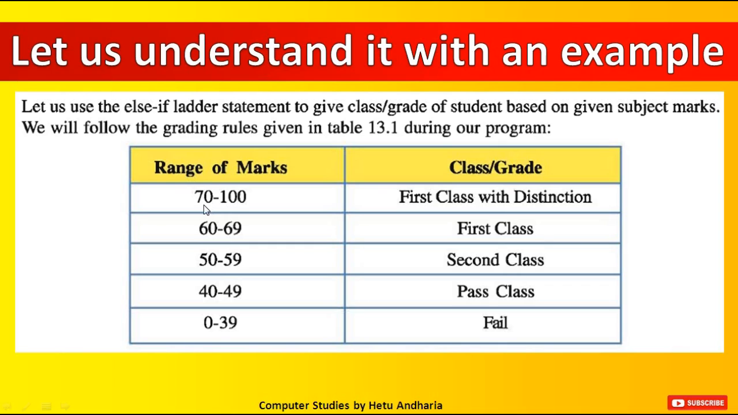Here the first condition will be: if the student's marks are between 70 and 100, then they should get first class with distinction. So when the student enters the marks, if it is between 70 to 100, the output we have to give is first class with distinction. Then if the marks entered are between 60 to 69, you have to give the output first class. If the marks entered are between 50 to 59, you have to give second class, and so on.